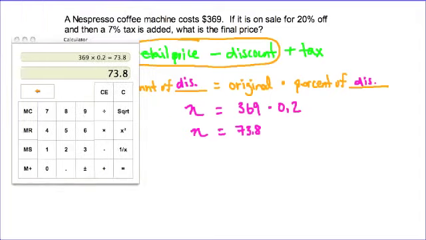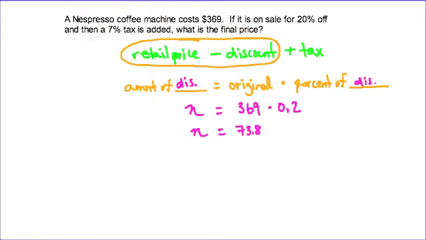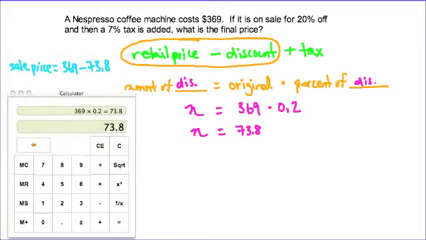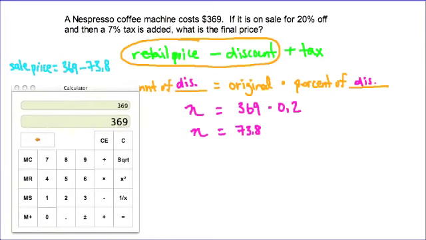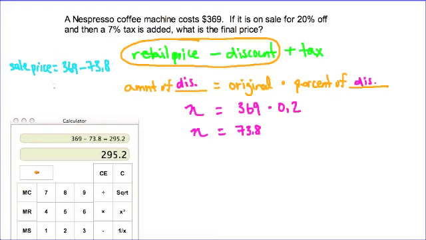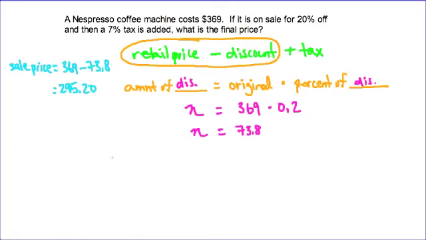So what I need to do now is find a sale price. The sale price is going to equal the original price, 369, minus that discount of 73.8. Once again, I'll get my calculator out. 369 minus 73.8 equals $295.20. I'm just going to write that down. $295.20. So what I've done here is found the sale price of my coffee machine.